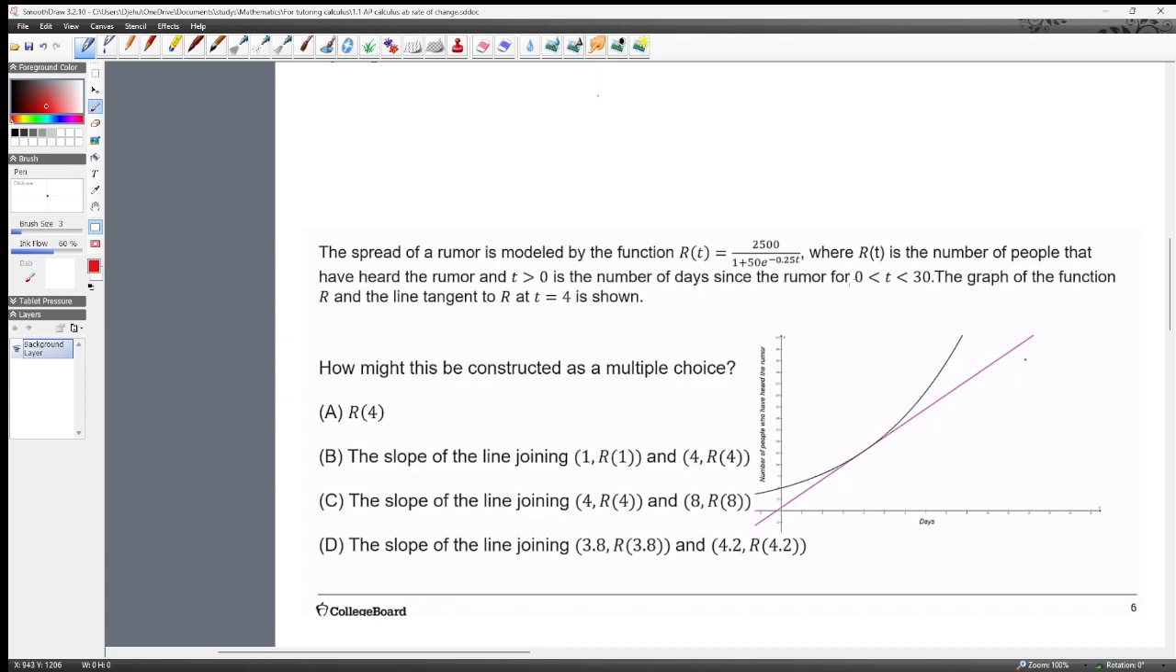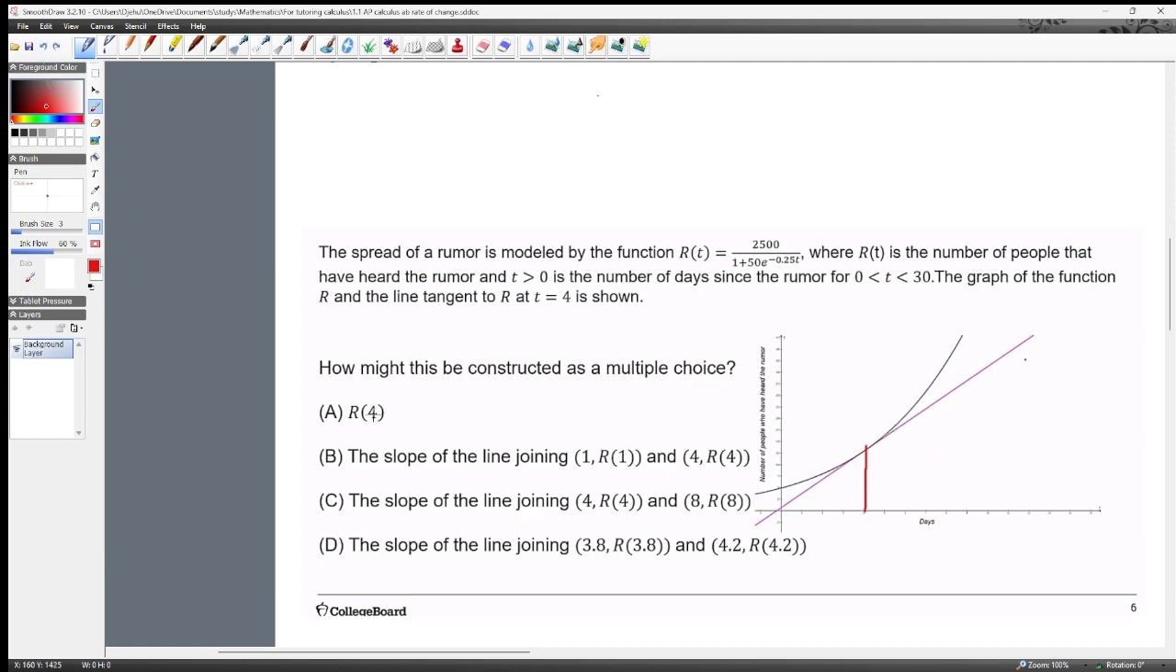The graph of the function r and the line tangent to r at t equals 4 is shown. So a tangent line is basically when it touches one time on the graph. It has only one coordinate in the graph. That's it. A secant line, which I'm gonna later explain in the video, is two dots. They touch twice on the graph with a line, and that's it.